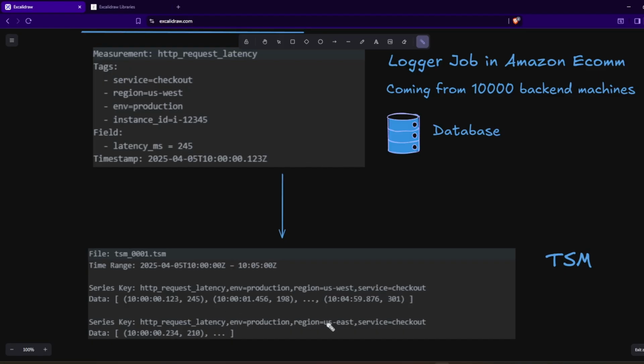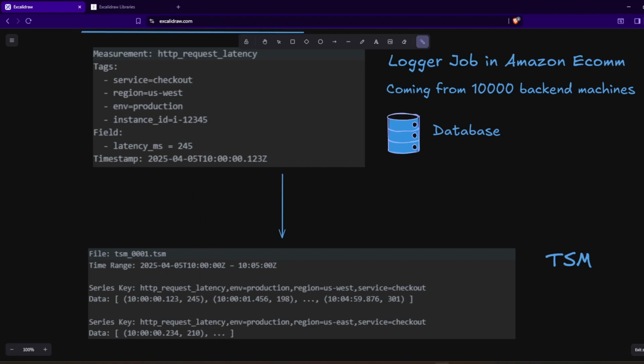Okay, so here you see US West, and for another region of US West, we are storing another series key and data. All the data that you see over there is also very important, it stores the actual time series data. You can see this first part is the timestamp, and this part is the value. So if you tally these two, in this given timestamp, my latency is 245 milliseconds.